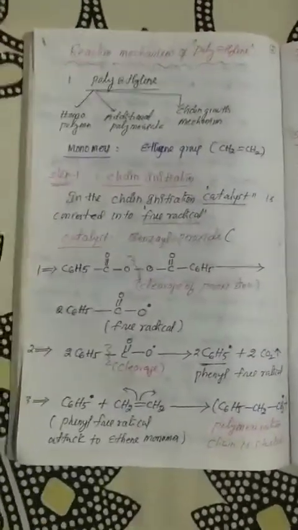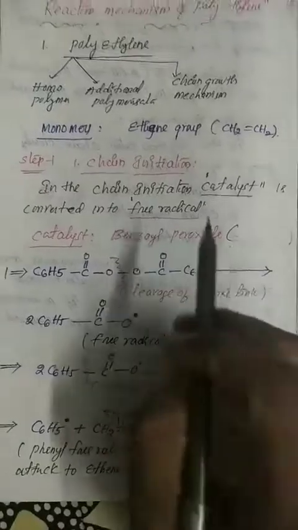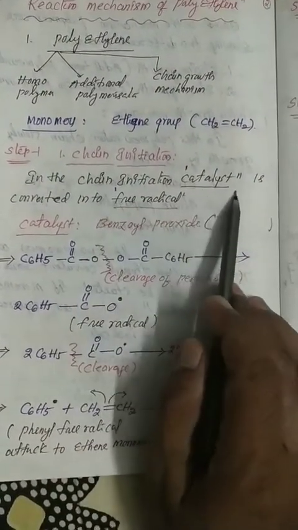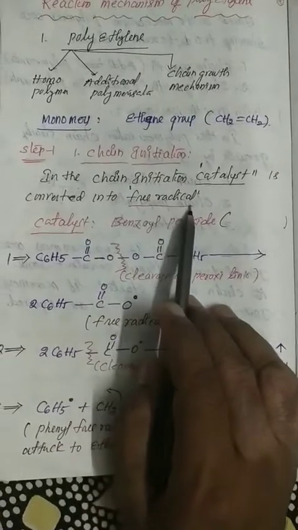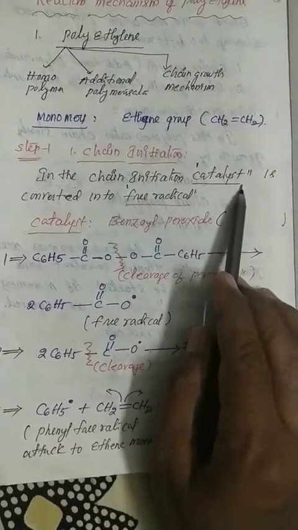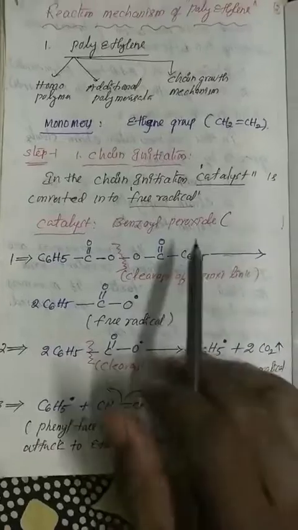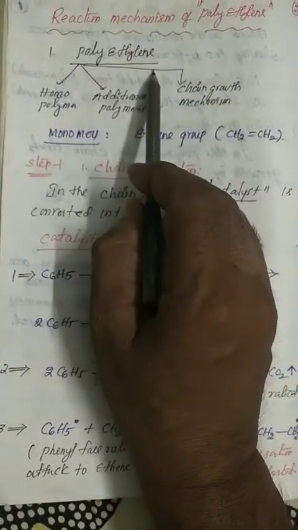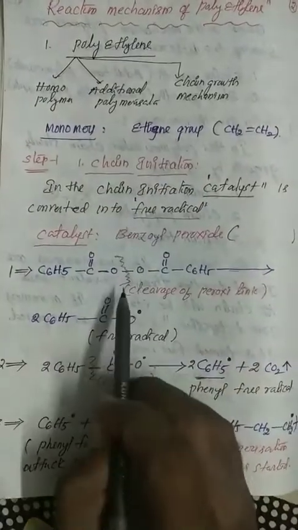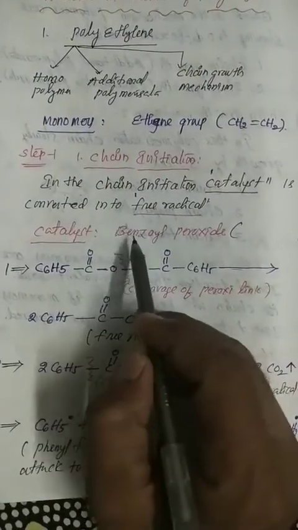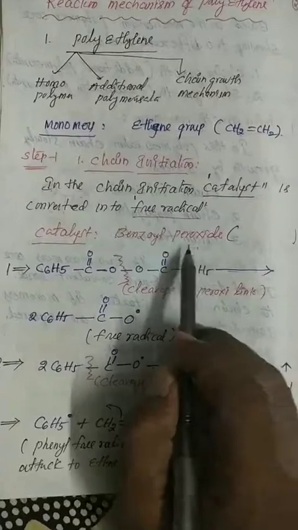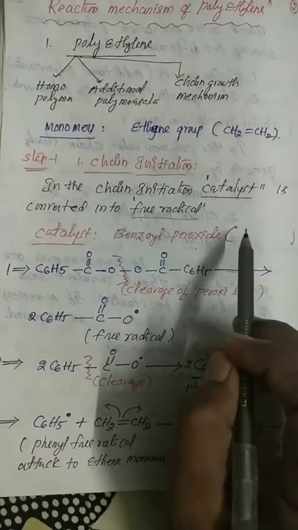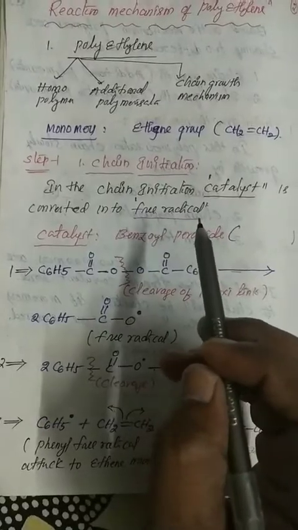See once again, my dear students, here in chain initiation, the catalyst is converted into a free radical. First of all, the catalyst is converted into a free radical. Especially now we are discussing polyethylene. So in the polyethylene preparation method, the catalyst is benzoyl peroxide. Already discussed, first the catalyst is converted into a free radical. That free radical attacks the monomer.